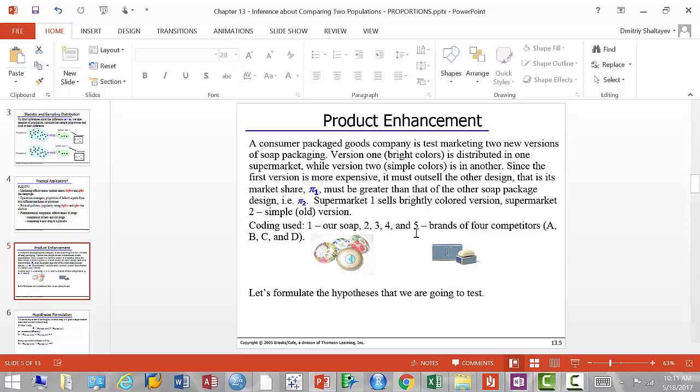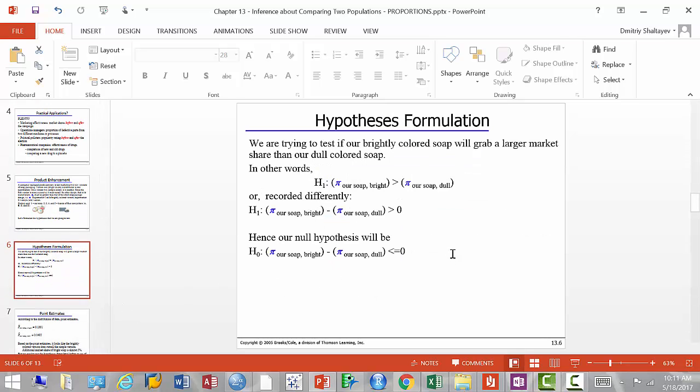And here's what we ask both supermarkets to do. Can you please track every time you sell a bar? Obviously, they're recording which soap that was. Was it ours? Was it competitor A, B, C, or D? And then we tell them, can you give us a summary of all your sales at the end of the week? Every single bar that you sold is recorded, and it's also recorded what company, what brand you sold. All right, so all this data is recorded to the file.